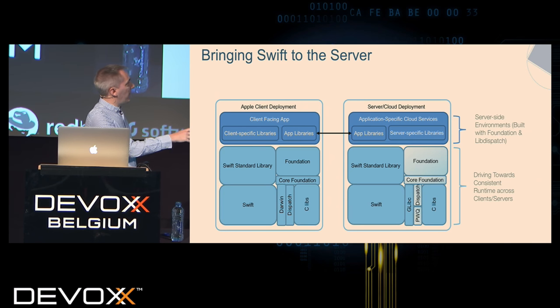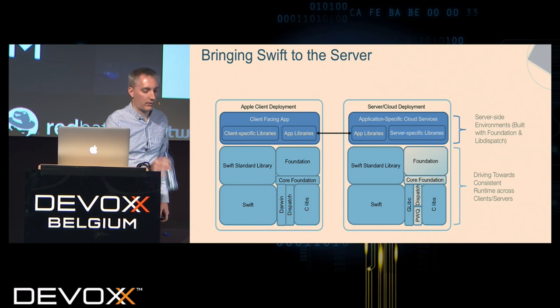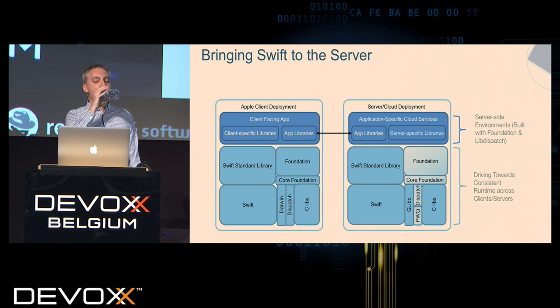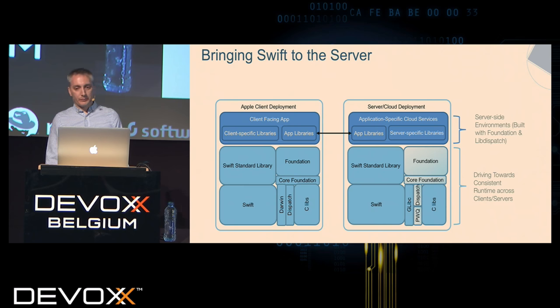Another one is Dispatch down the bottom there, which is the multi-core concurrency library. That was open sourced by Apple as well last December, and we've been porting that to Linux so that Swift on Linux has the same concurrency story that it does on the client side. I'm just going to talk a little bit more about Dispatch, because it's an interesting topic about how you exploit multi-core hardware with Swift.